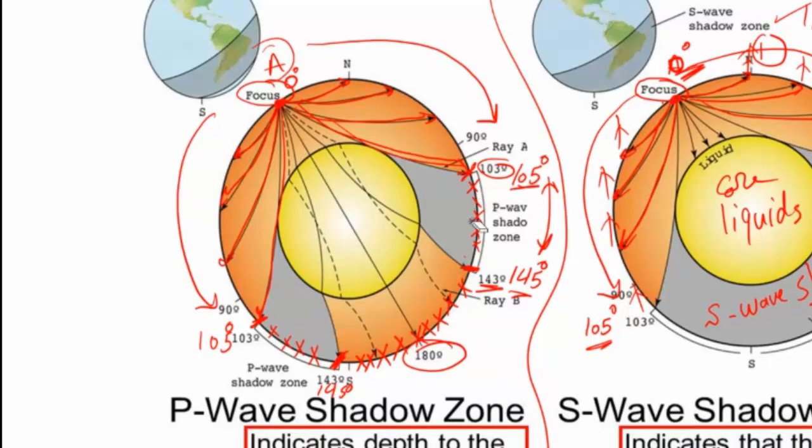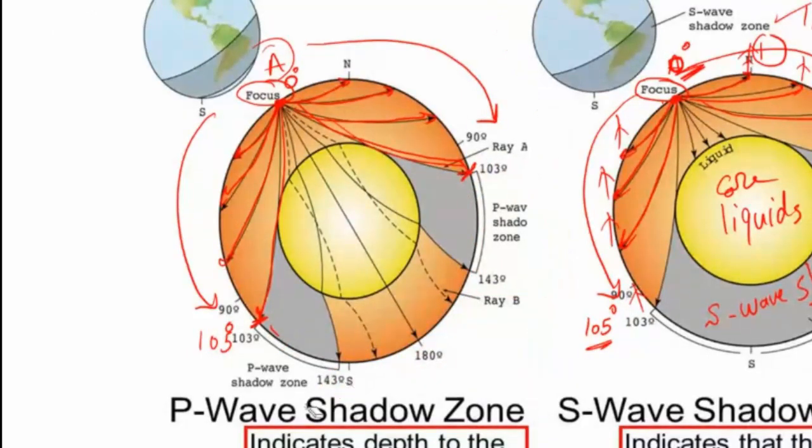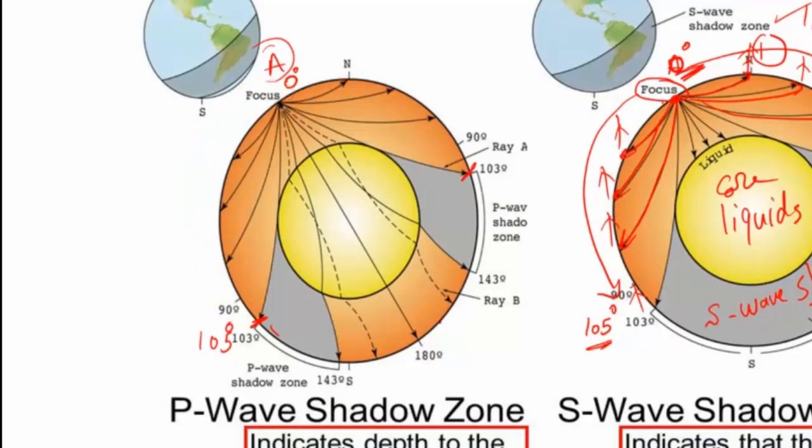That means when the P wave moves through this liquid core, let me draw it for you. When it goes through the core, which has a different composition and different density from the mantle. If this is the core and this is the mantle, they have different properties, different densities, and the change is a big change. There is a big difference between the mantle and the core.